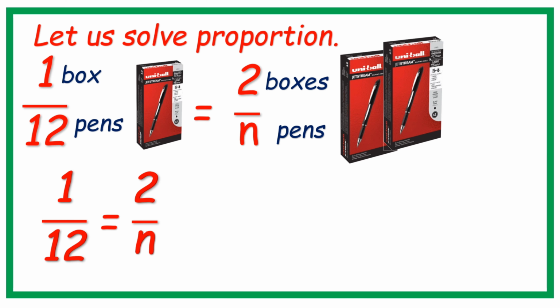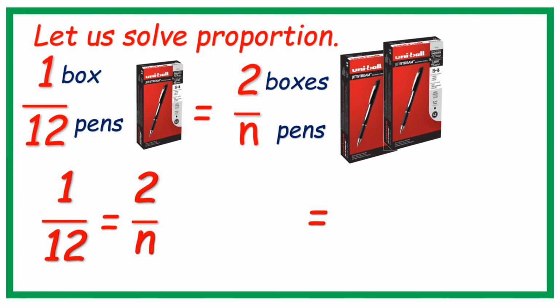First, let's try to write it like this. 1/12 equals 2/n. The n there are the pens. We are going to look for the answer. How many pens are there if we have 2 boxes? How are we going to answer this? Easy. Don't forget the cross multiplication guide.